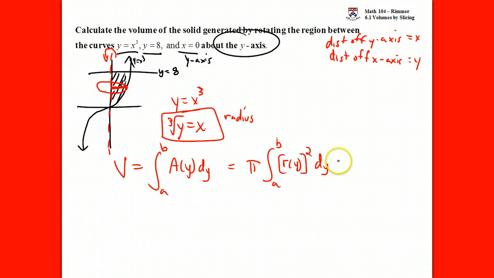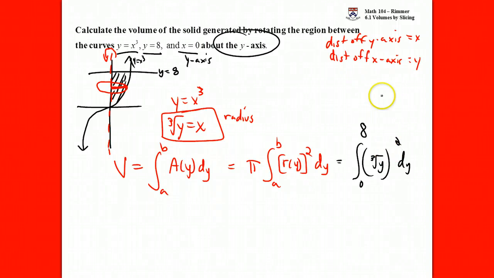So it's going to be from 0 up to 8. You need to take the cube root of y and square it. Algebra, cube rooting, and then squaring. Y to the 1/3 power, and then squaring. Y to the 2/3 power?